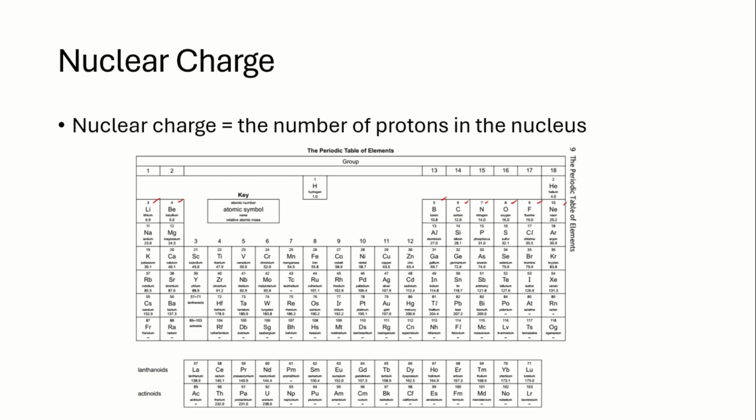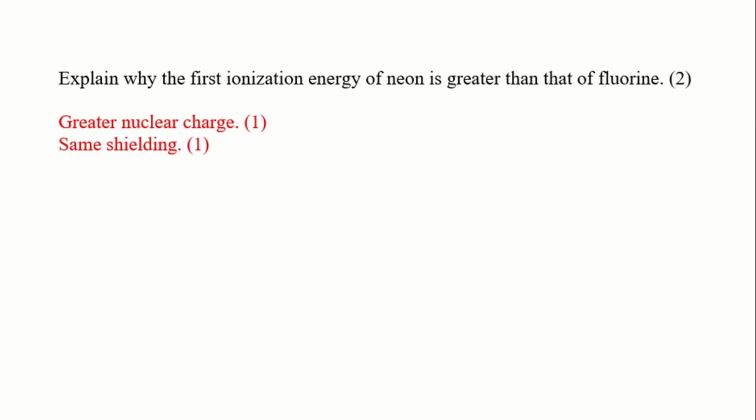Now look at going down a group. So let's say I pick group 2, from beryllium to radium. Again, proton numbers are increasing. So we say that nuclear charge is increasing going down a group. So where can we use nuclear charge for our explanation?